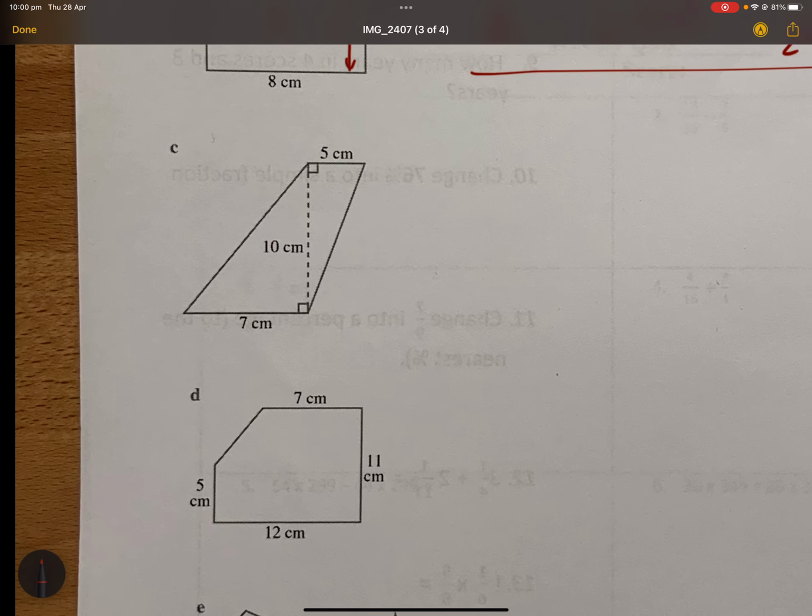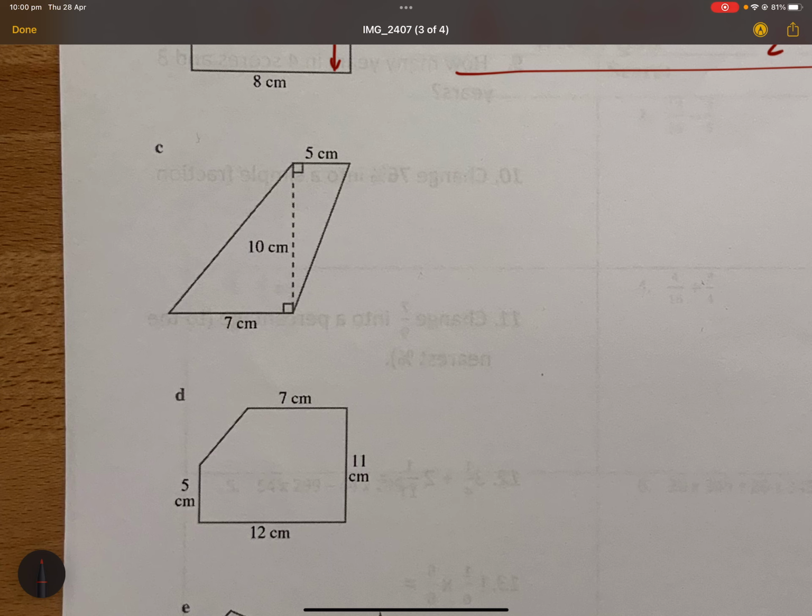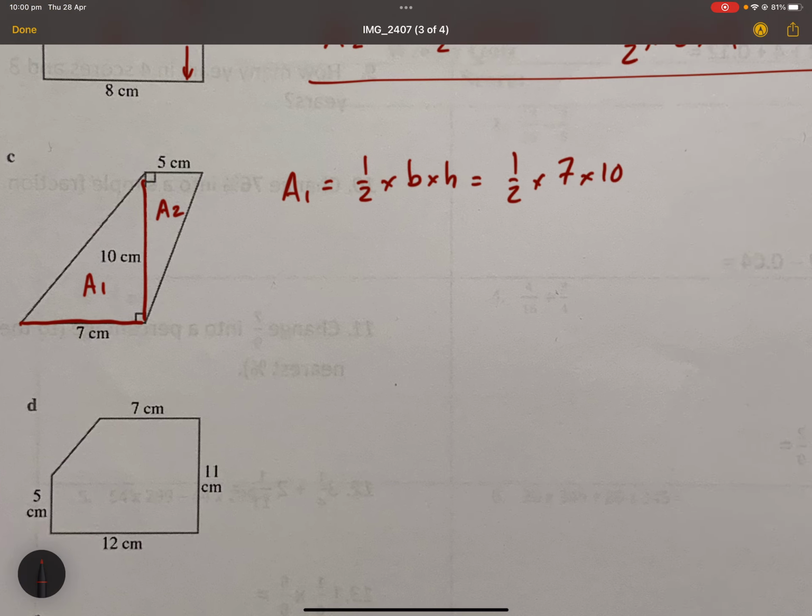Next one, question C. Okay, so we need to find the area. Let's call this A1 and A2. These are two triangles. So A1 is equal to a half times base times height. Base is the 7, height is the 10. So that'll be a half times 7 times 10 equals what? And A2 is equal to a half times base times height, also a triangle. So that's a half of, what's the base? We can say the base can be 5, and the height will be 10. You've got 5 and 10.